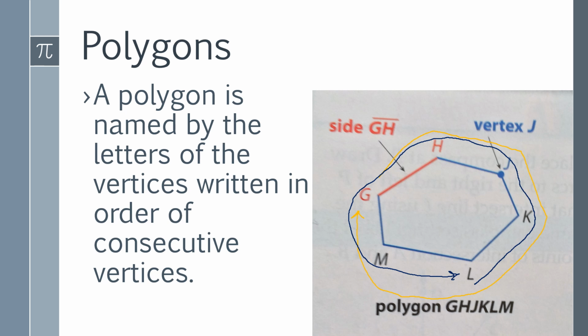Okay, here we see that we have this side, right? That is this segment. Okay, the vertex J, that's right there. That's the point that the two sides meet.